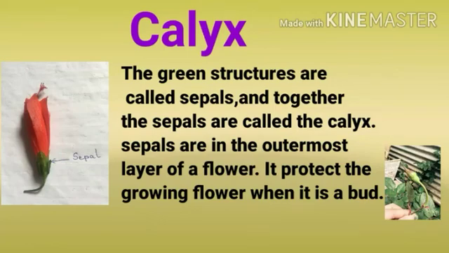Calyx. The green structures are called sepals and together the sepals are called the calyx. Sepals are found in the outermost layer of a flower. It protects the growing flower when it is a bud. So these sepals are mostly green in color.